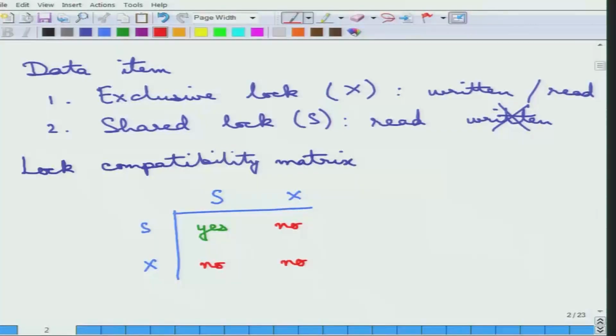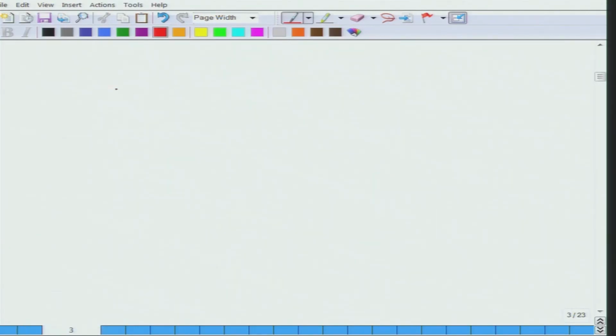This lock compatibility matrix just encodes the conflict that we have already studied. And as I said earlier, if a lock cannot be granted, the transaction will just wait for it. Okay, fine. So using all these locks, we will next move on to the locking protocols.